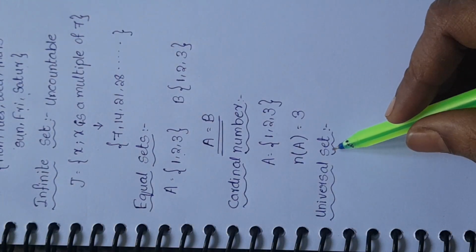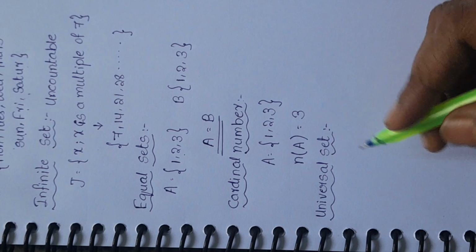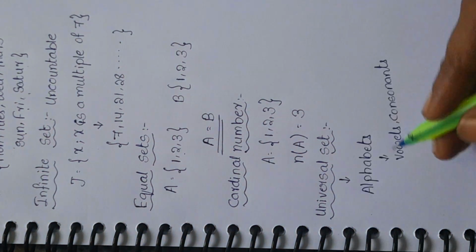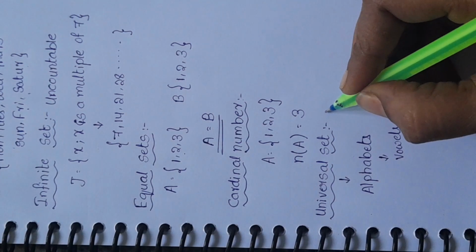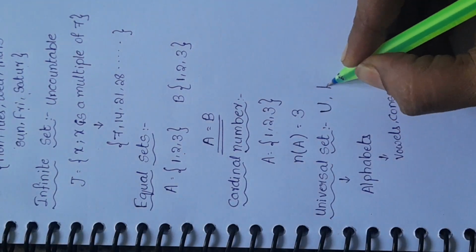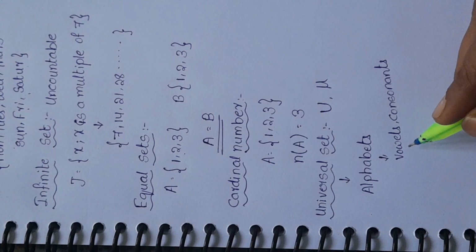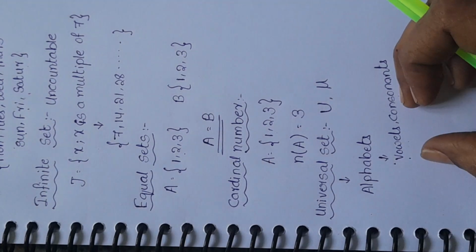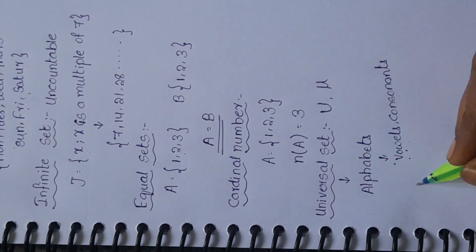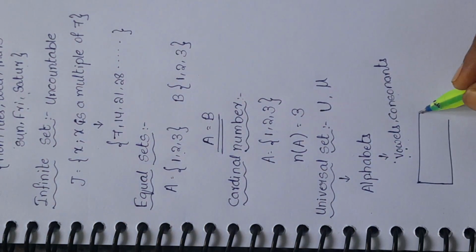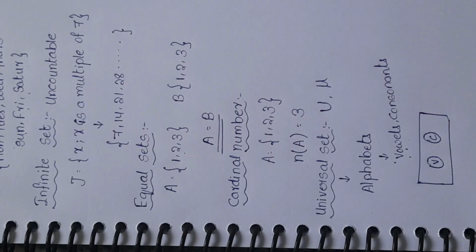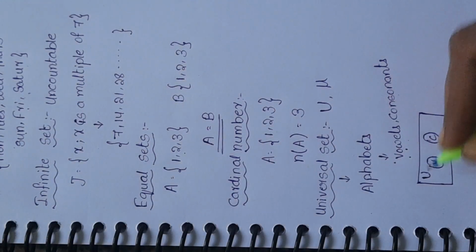Universal set. Universal set is a set which contains all the sets under consideration. Let us take the universal set as the alphabets. Let us consider alphabets as the universal set and we denote it with U or this symbol. Here, if we consider the vowels set and consonants set, every element in these sets belongs to the alphabet set. Generally, we represent it with a rectangle, vowels and consonants. This is the universal set, alphabets.